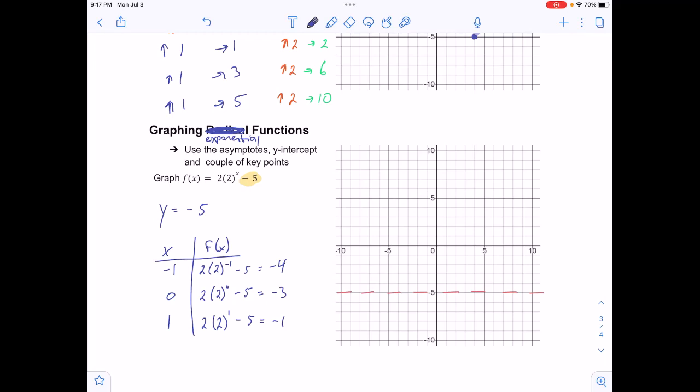So I have my 3 points that I can plot. The first is when x is equal to -1. F of x is -4, so I have a point right here. Then I have the point 0, -3. And last but not least, I have the point 1, -1.